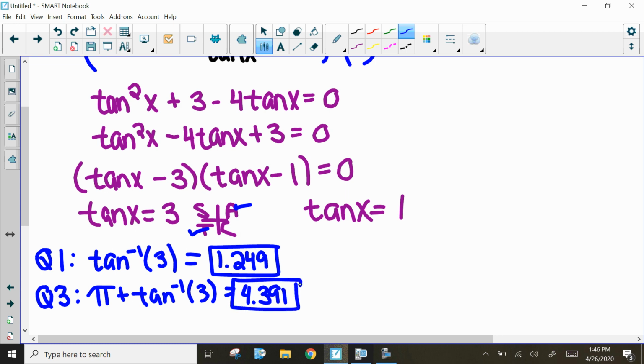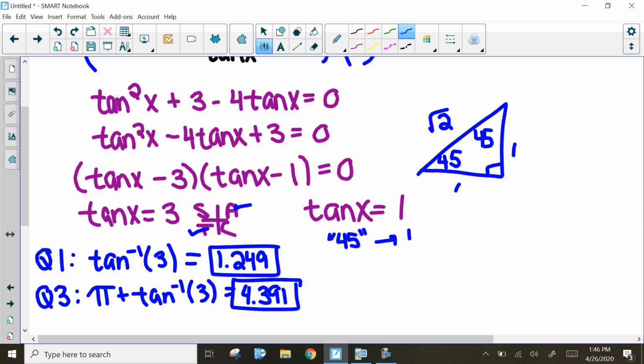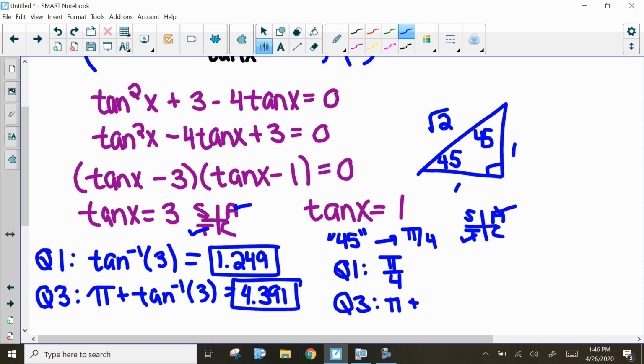Second equation, tangent of x is 1, that's in our domain also, and that does work. So don't just jump to the calculator, because this is actually a 45-degree angle. Tangent of 45 is 1. Okay, so 45-degree angle, and make it radians, pi over 4. I'm still positive, I'm in the same two quadrants, 1 and 3. So in quadrant 1, pi over 4 is pi over 4. And in quadrant 3, add pi to pi over 4, and I get 5 pi over 4.